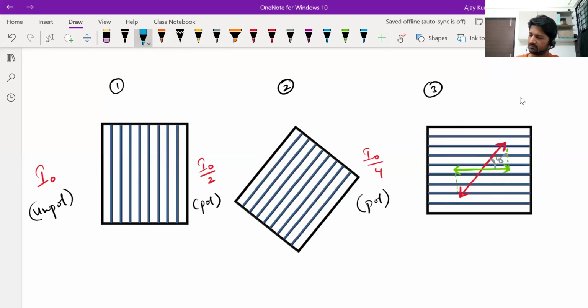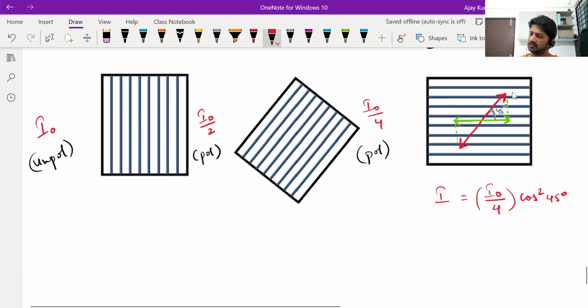The intensity that finally emerges will be the incident intensity on the third Polaroid, I naught by 4, cos square. Angle made by the pass axis with the electric field is 45 degrees. Because the angle is again 45 degrees, cos square 45 again becomes 1 by 2. The intensity that emerges will be I naught by 8. Is this clear?